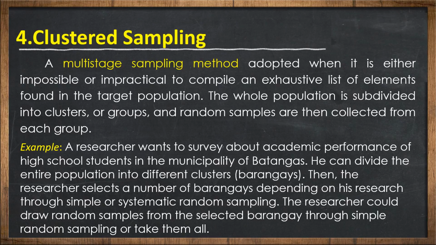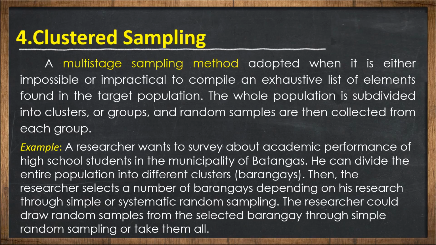So number 4 is cluster sampling. A multi-stage sampling method adapted when it is either impossible or impractical to compile an exhaustive list of elements found in the target population. The whole population is subdivided into clusters or groups, and random samples are then collected from each group.